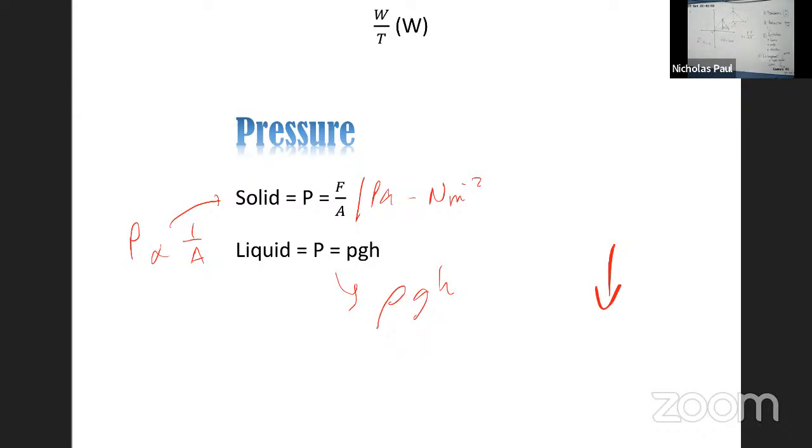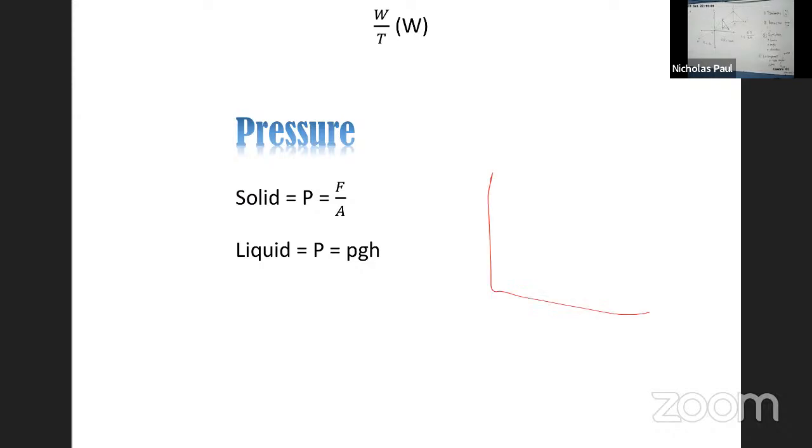One thing we need to remember: what would happen if I give you a container, fill it with water and you place holes at the same depth? What will happen? All the water will shoot out the same distance. What that implies is that pressure at the same depth is equal. All right? Pressure at the same depth is equal.